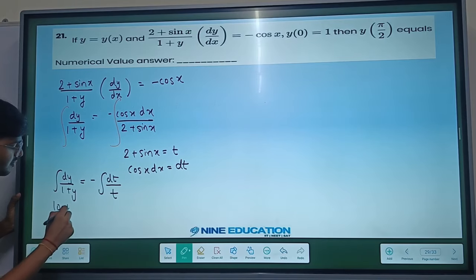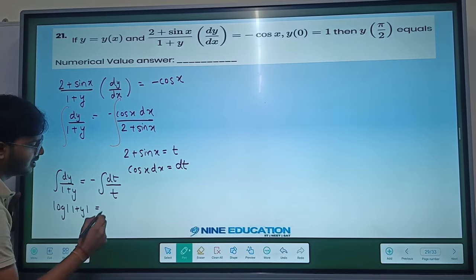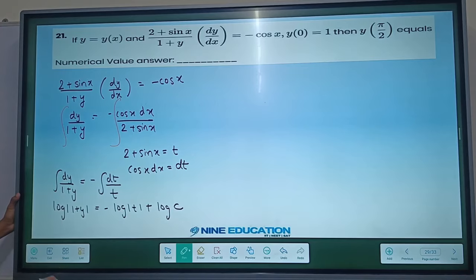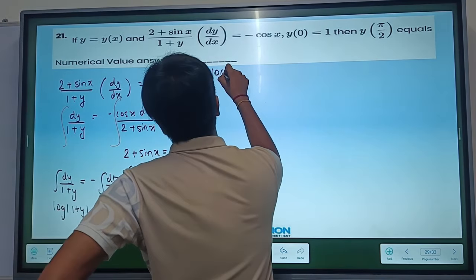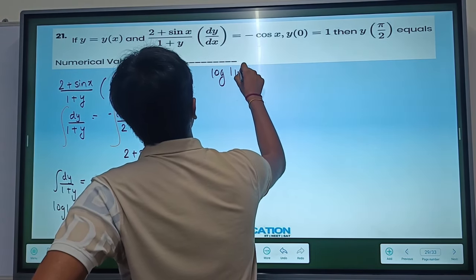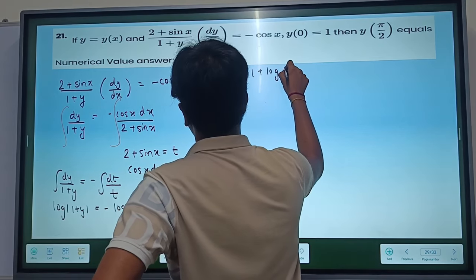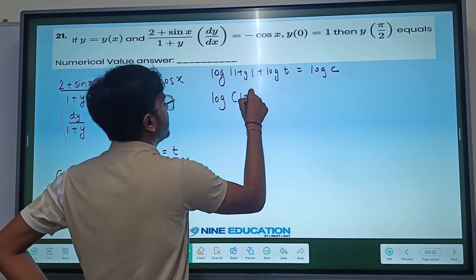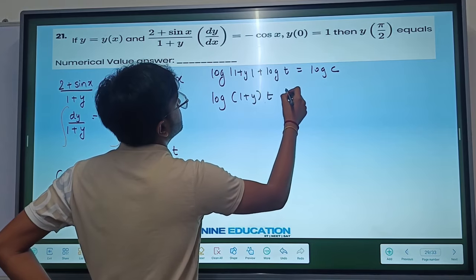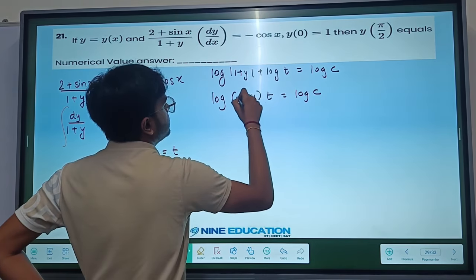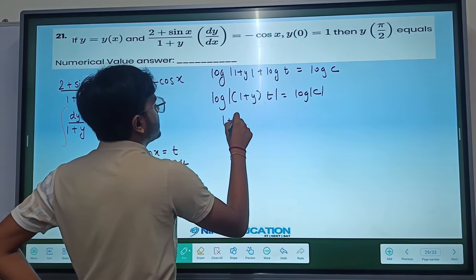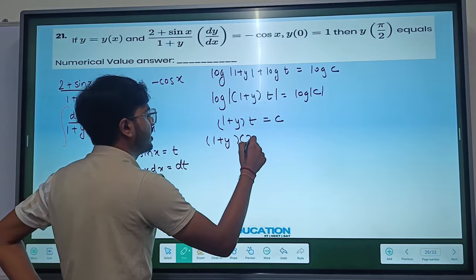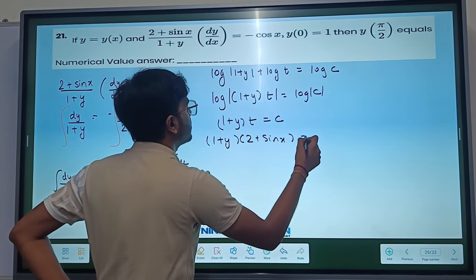So log of mod (1 plus y) equals minus log of mod t plus a constant, which I'll also write as log of mod c or something. So log of (1 plus y) plus log of t equals log of c. Log a plus log b, so log of (1 plus y) into t is equal to log c. So (1 plus y) into t is equal to c. What is t? 2 plus sin x. So (1 plus y) into (2 plus sin x) equals c.